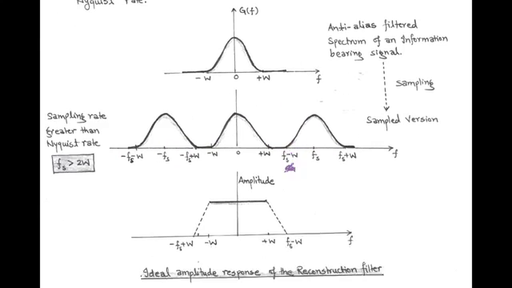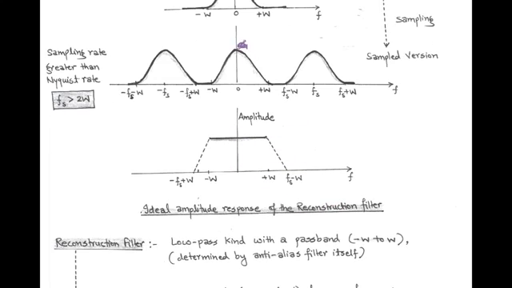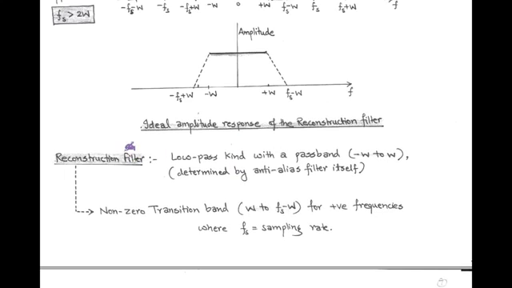After this, a reconstruction filter is used to recover the original baseband signal having bandwidth W. The ideal amplitude response of the reconstruction filter is shown in the figure. This reconstruction filter is a low pass kind with the passband between -W to W. The non-zero transition band is limited between +W to Fs minus W, that is for positive frequency. Here Fs is called the sampling frequency, which must always be greater than twice W.